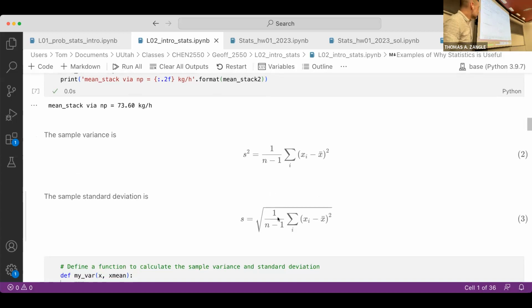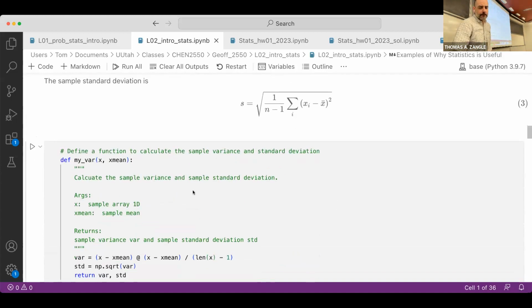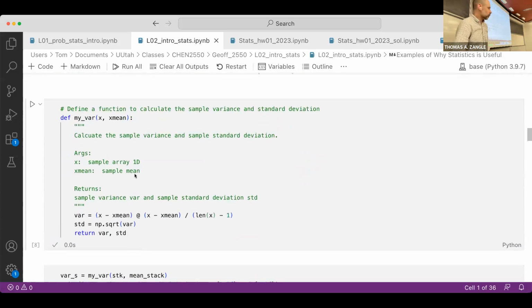Here we have our sample standard deviation. It's just the square root of the sample variance. And again, note that we normally write variance as something squared, right? In this case, sample variance is written as little s squared because little s is the sample standard deviation. So again, we can go through and define a function in Python to calculate the sample variance and standard deviation, by just using that def command.